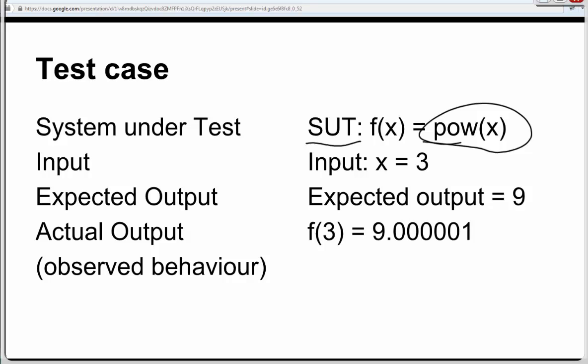And we give it some input, some instance of that input domain. And I expect the output to be 9. And then we get an actual output. That is our observed behavior. It could be something else. It could be in a game that there is no horse. It should be a horse. That is the expected output.